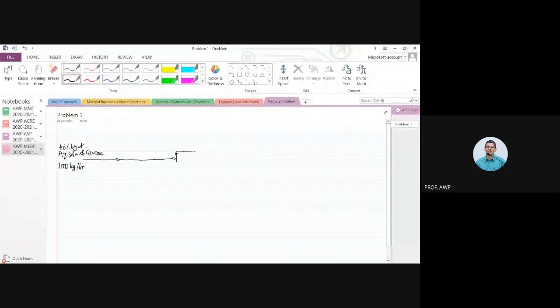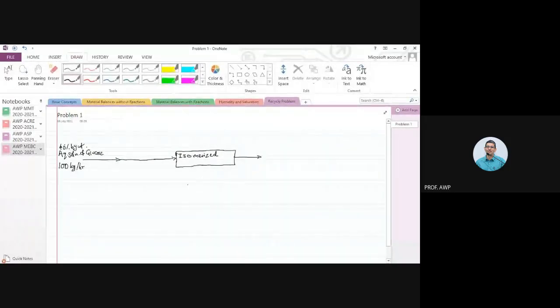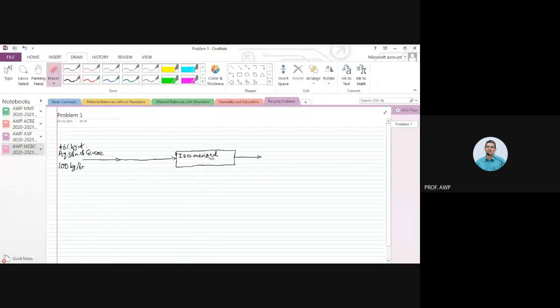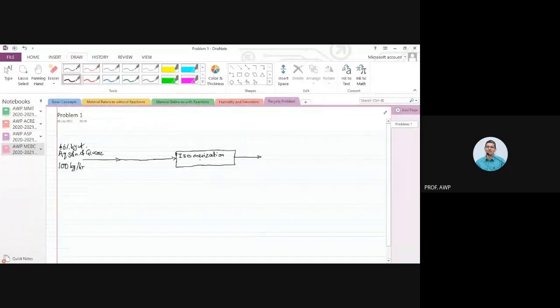An isomerization reactor. This isomerization can be done catalytically, or enzymatically using enzymes, but we are not worried about how it is being done. We are only going to say that glucose is isomerized. It does not require water for the isomerization. It is just a rearrangement of the glucose molecule into a fructose molecule. So water is like an inert here, just a solvent.